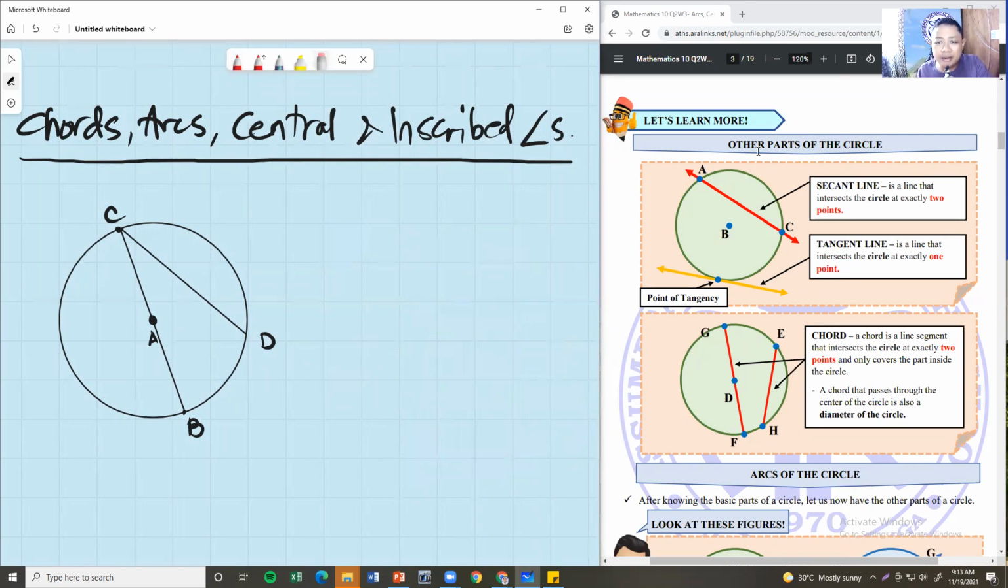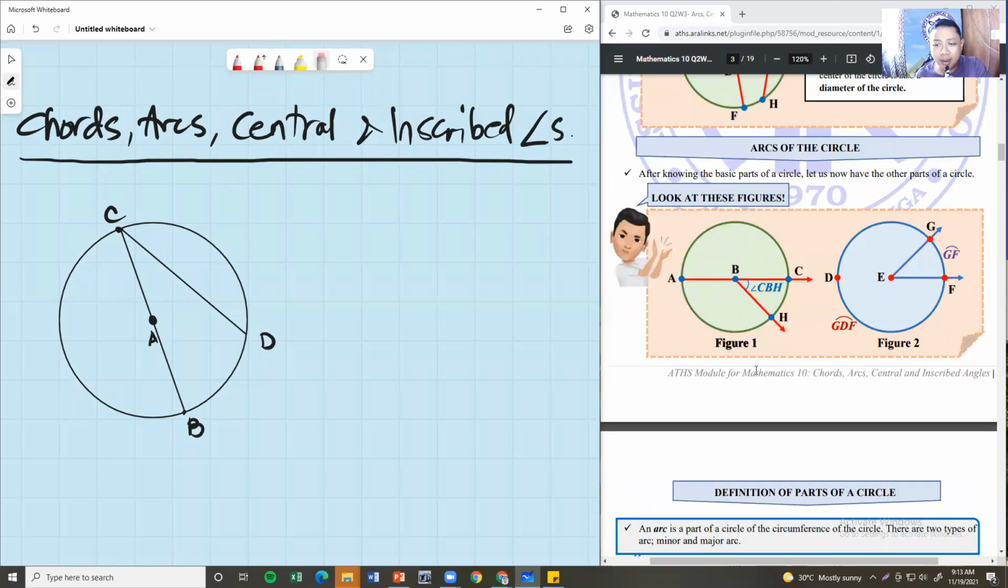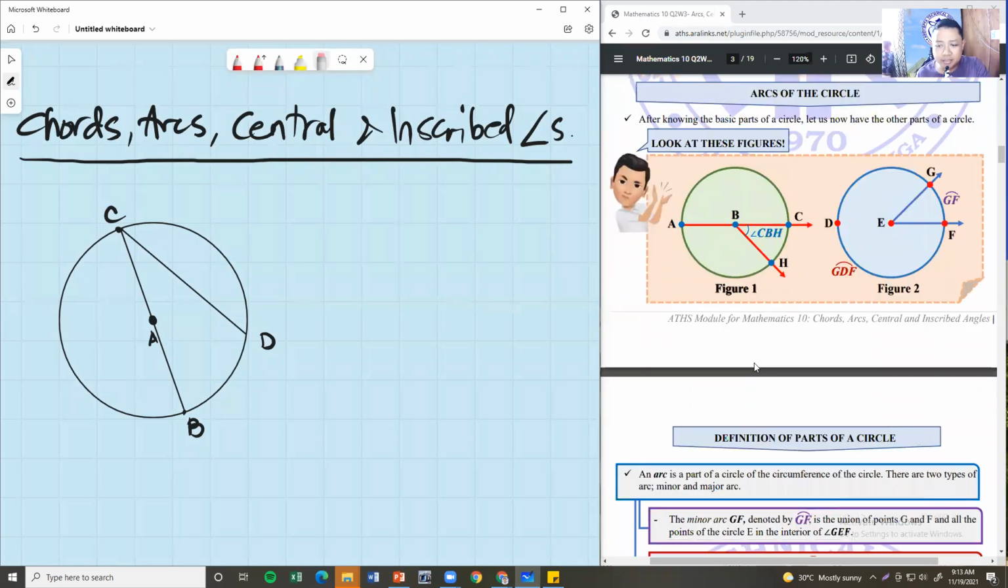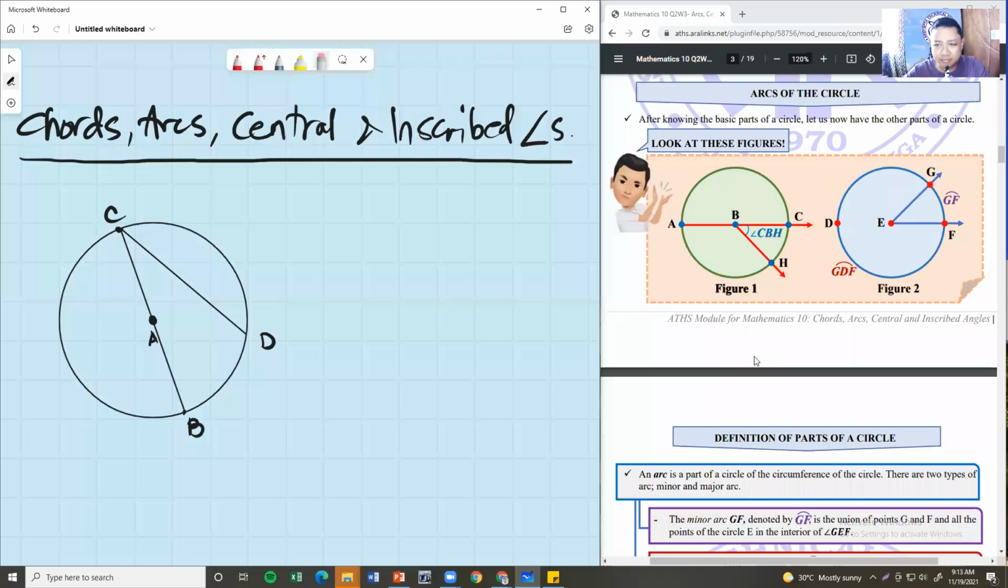Now that we are cleared about secant, tangent, and chord, don't forget all these concepts because we will be using this until the next week. Okay? Now, let's move on with this next part. The arcs of the circle. Very, very simple. This is very simple.